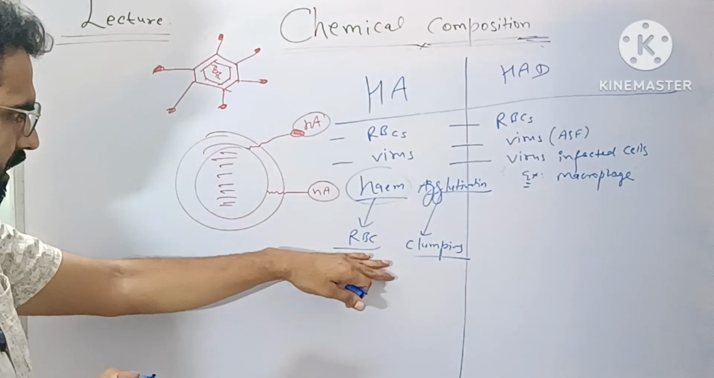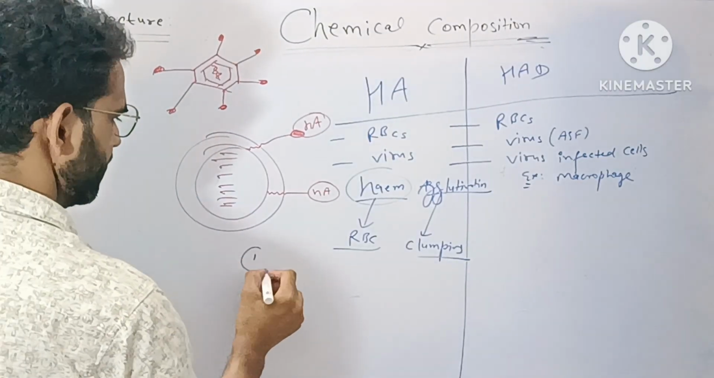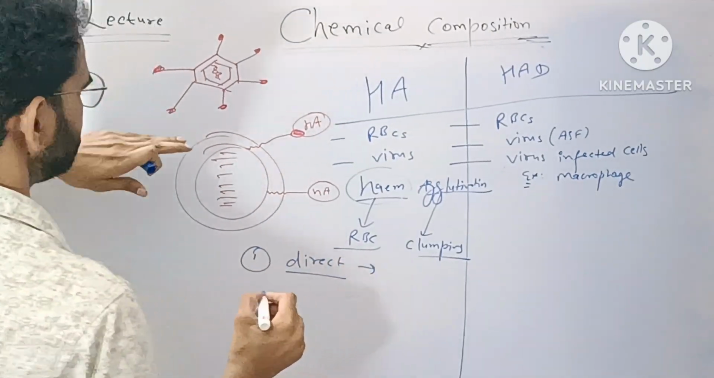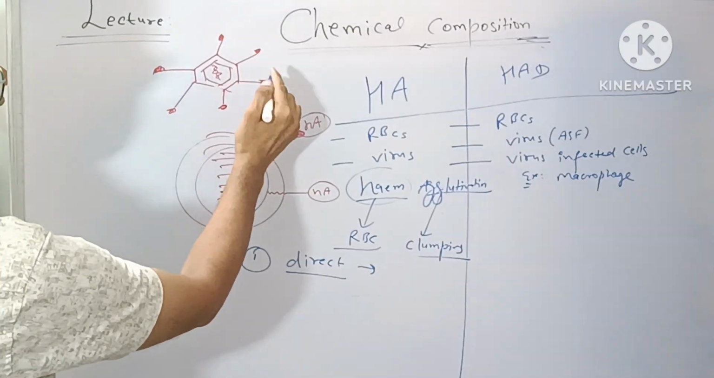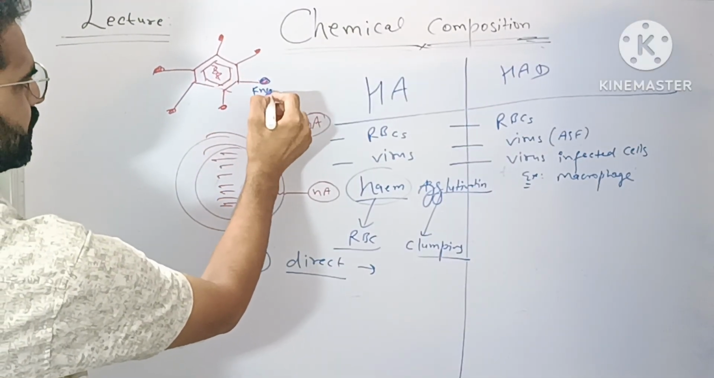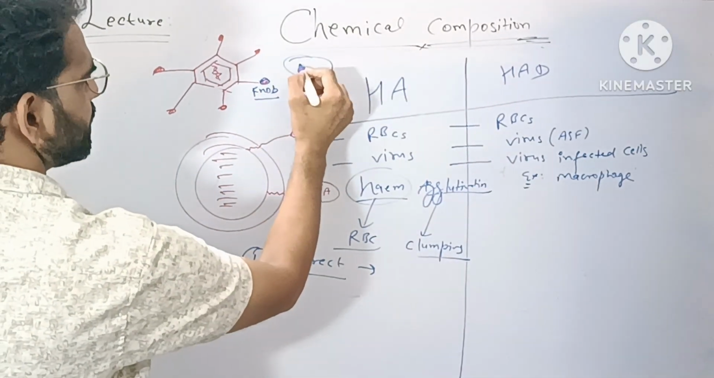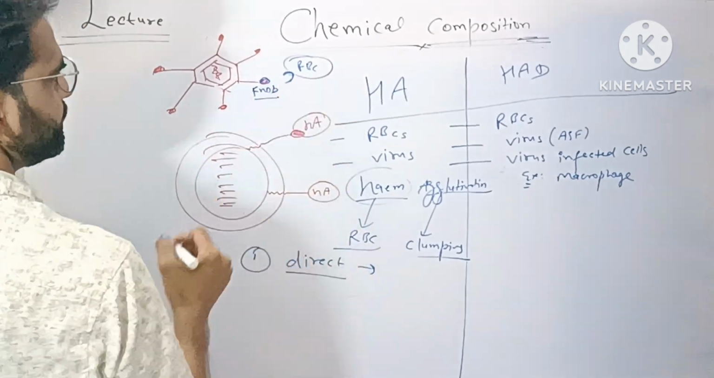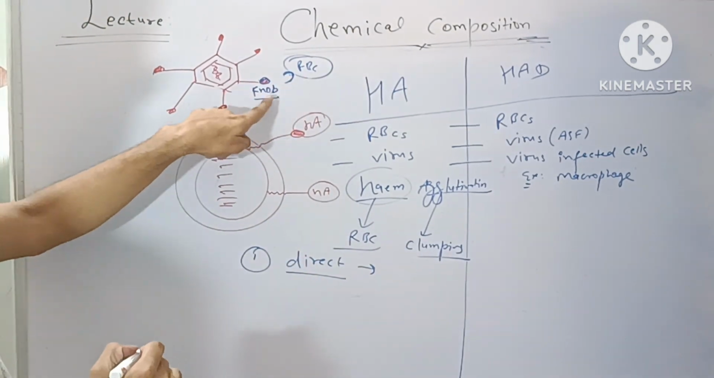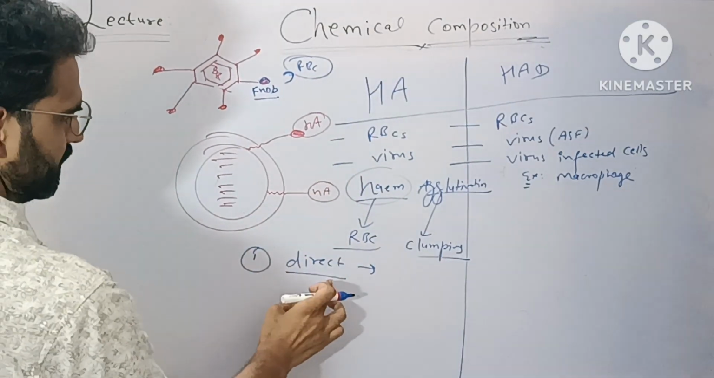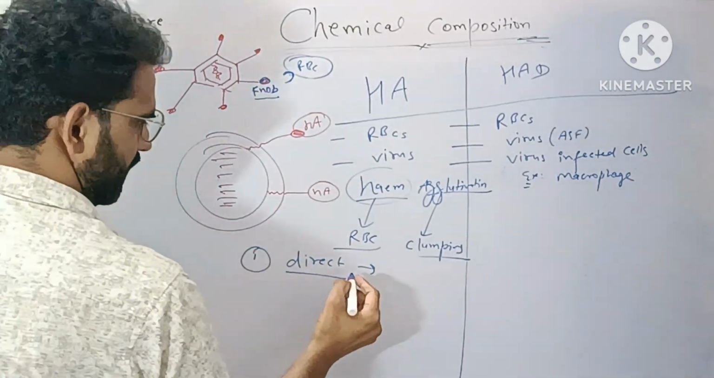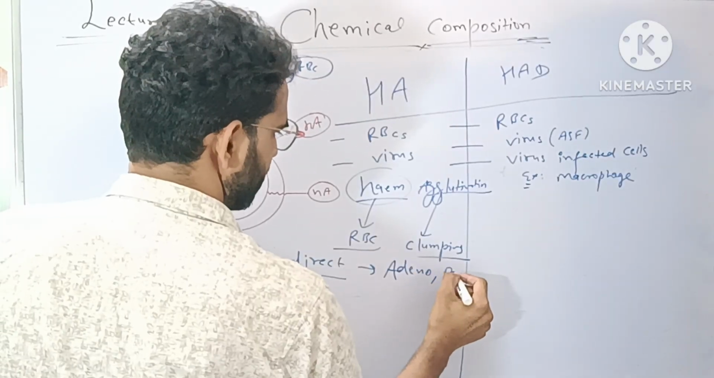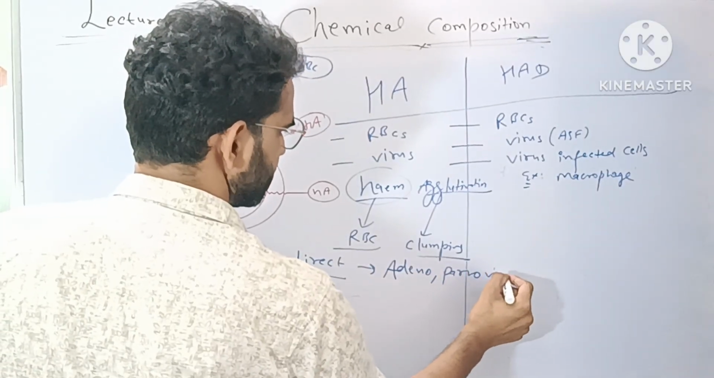So this RBC clumping could be direct. For example, this is the adenovirus having a knob, and it interacts with the red blood cell receptors. Because of this interaction, there is direct agglutination of the RBC. So examples are adenovirus as well as parvovirus.